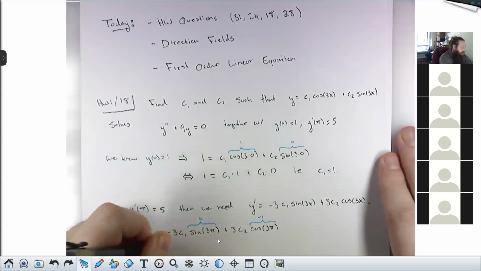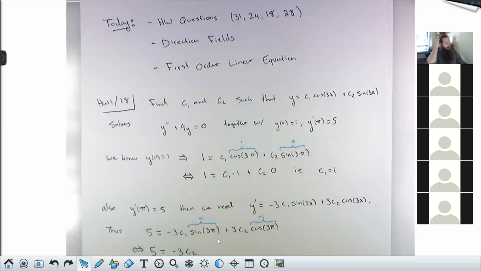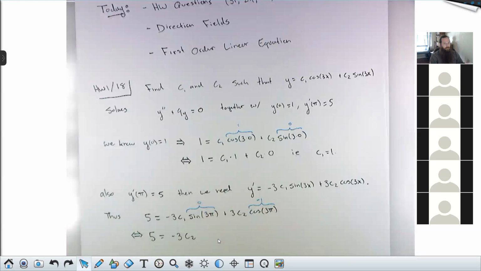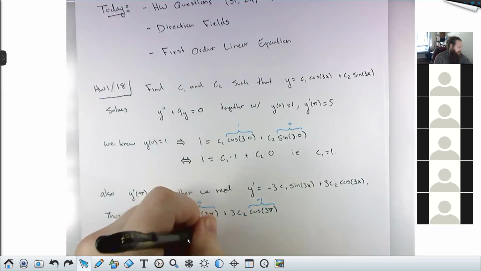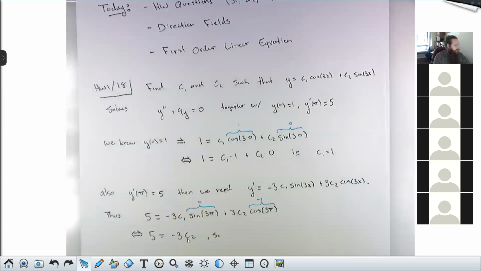So this is the same as saying that 5 is equal to negative 3 C2. All right, negative 3 C1 times 0. This whole piece here is 0. And then 3 C2 times -1 is negative 3 C2. So that means C2 has to be negative 5/3.